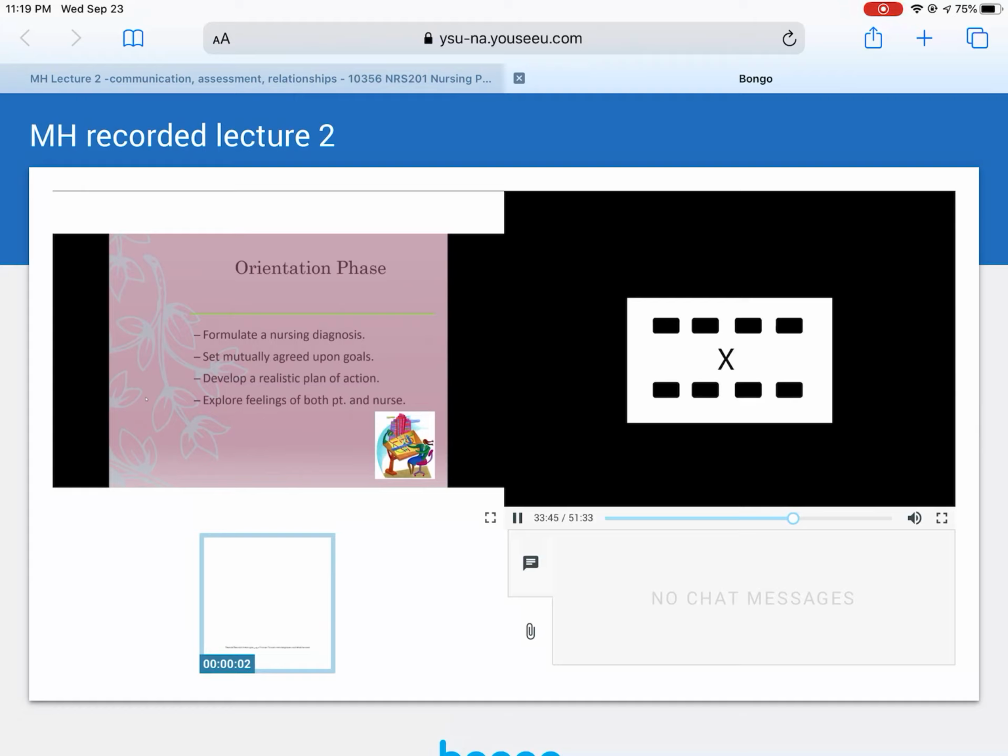All right? You make your nursing diagnosis. Now, in psych, we can use the words risk for and potential for in our nursing diagnoses. All right? There has to be goals that are realistic. All right, because if you don't help the patient set up realistic goals, then you're going to help them to set themselves up for failure. All right, and again, explore the feelings of both of you.